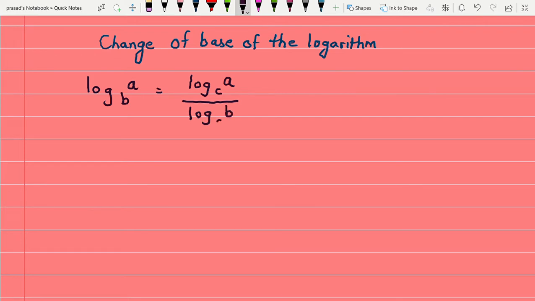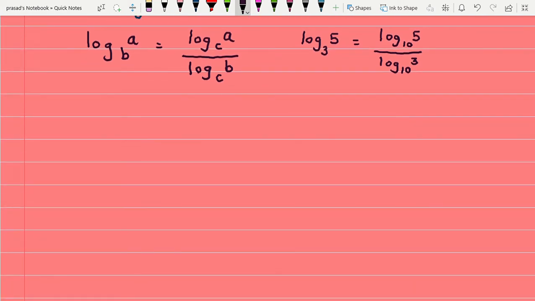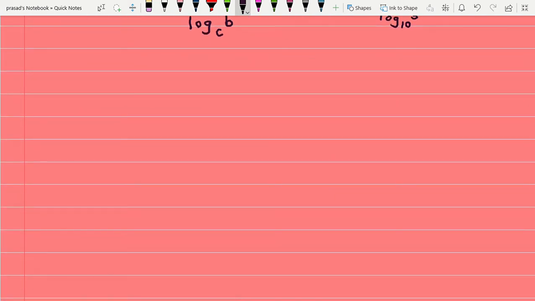Take for example, I have got log of 5 to base 3 and say I want to change the base to the standard base 10. So it will be log of 5 to the new base 10 divided by log of the old base 3 to the new base 10. This is called the change of base law of logarithm. So let us just derive this.